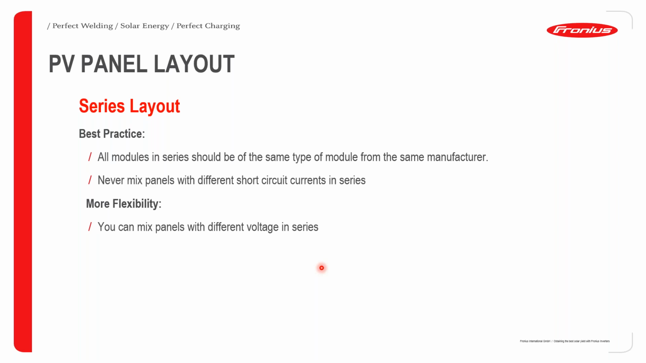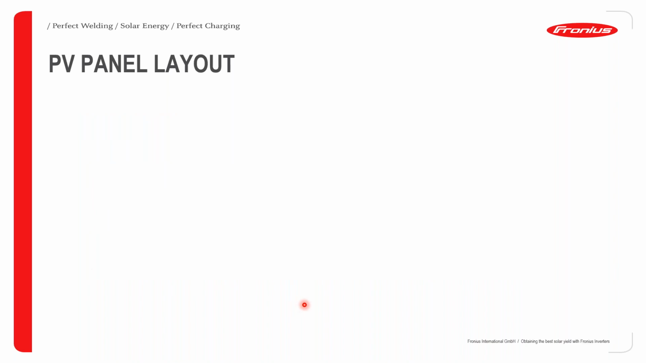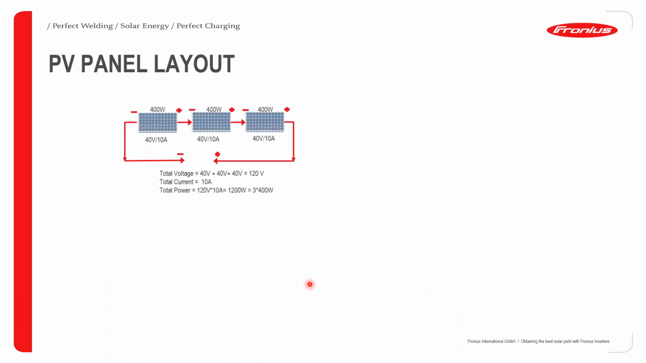Okay, so in order to buttress this fact, or for us to see the effect of these notations that have been made, let's now look at what happens. And before we do that, we should note that the performance of the solar array is only as strong as the performance of the weakest element. So let's go ahead with some illustrations to prove what we have said earlier.